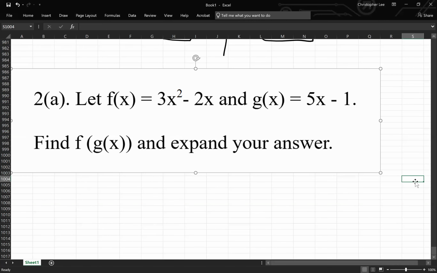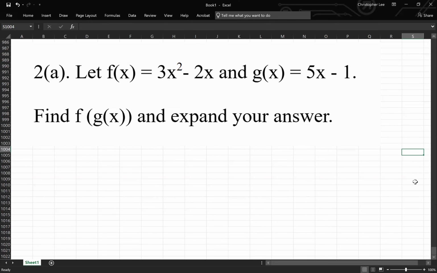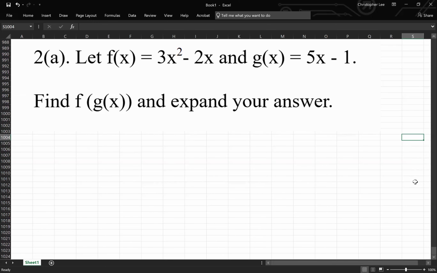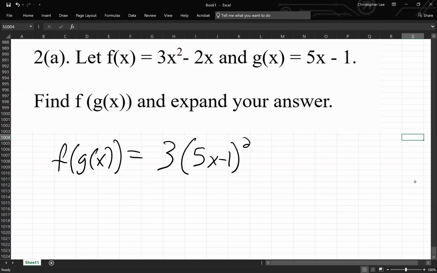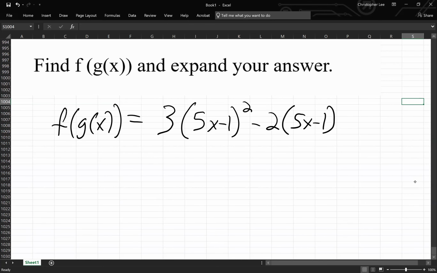Okay, so we have f of x is equal to 3x squared minus 2x, and g of x is equal to 5x minus 1. So we want to find what is f of g of x, right? So I'm literally going to take g of x and plug it into f of x. So this is going to be 3 times, instead of the x, g of x, 5x minus 1 squared minus 2 times 5x minus 1. The rest of this is just fun, just expand it. Let's see what happens, right?